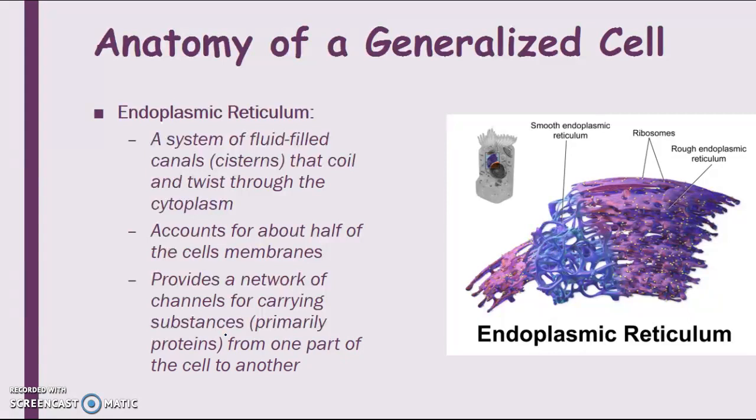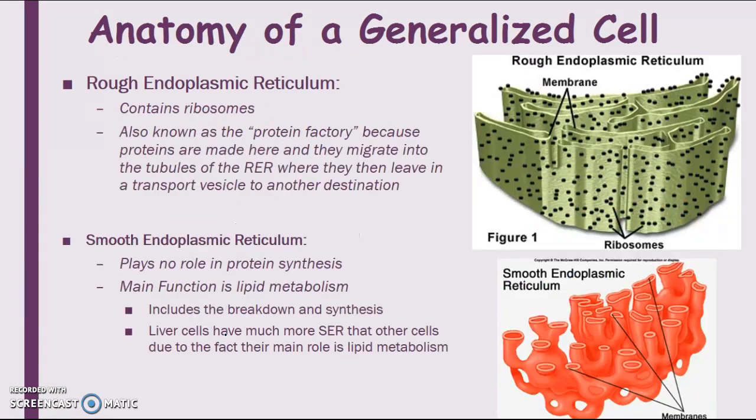So your endoplasmic reticulum is basically a bunch of folded membrane, and it's just membrane folded on top of each other. And it does two different things. We have what we call rough and smooth endoplasmic reticulum. So the rough endoplasmic reticulum is where you're going to find your ribosomes, and that's why they call it rough, because it's literally studded with all of these different ribosomes. And the whole purpose of this is to make proteins.